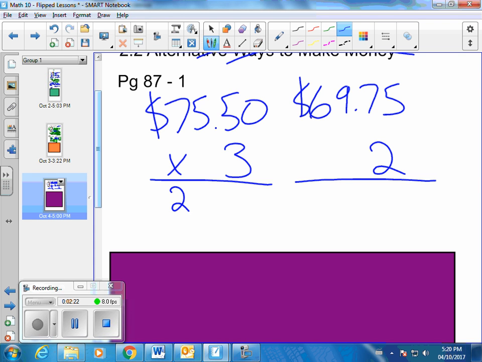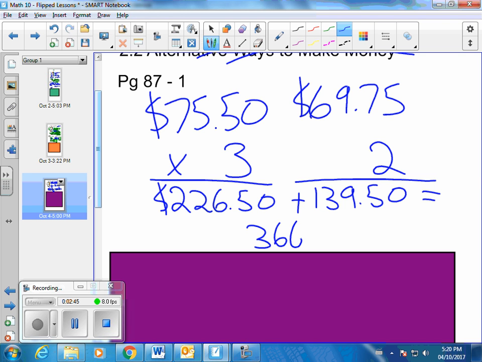So we get $226.50. And underneath this one, we wind up with $139.50. Now, since she's just going to want them to cut 1 check instead of 2, she's going to add those together, and we are left with a final answer of $366 even.